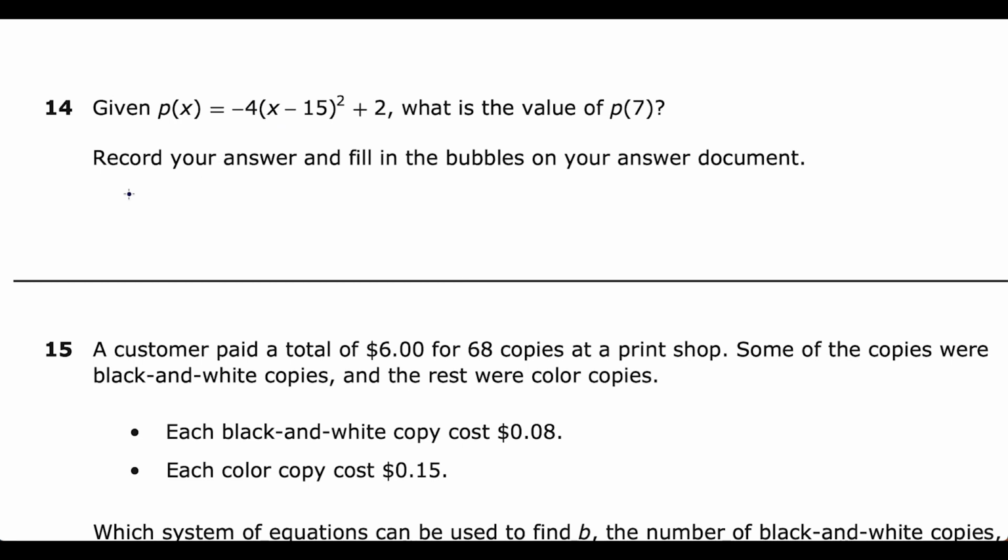Question 14 is a free response question. We don't have a multiple choice to choose from. So here we just want to find the value of P of 7. You can do this without a calculator by just going negative 4 times, and now we replace the x with 7. We have minus 15 after, squared plus 2.